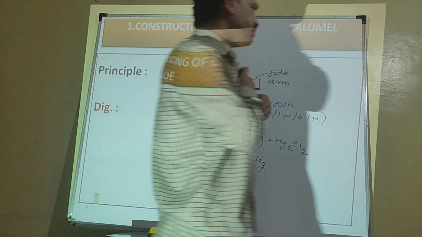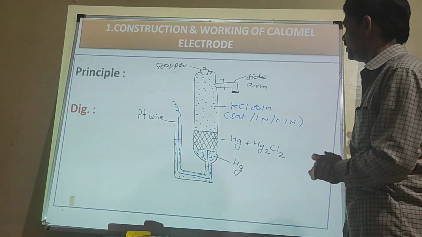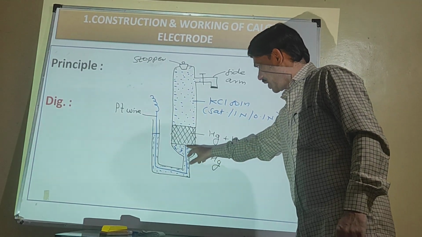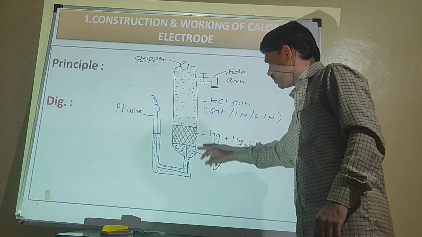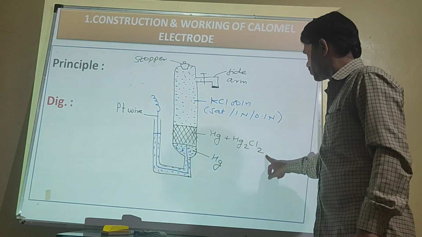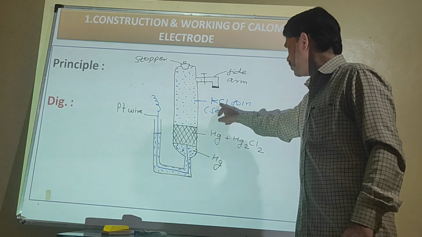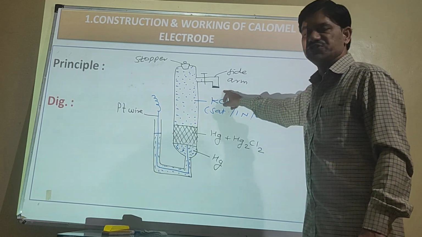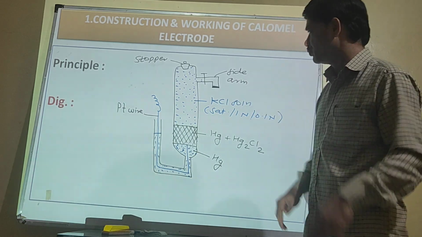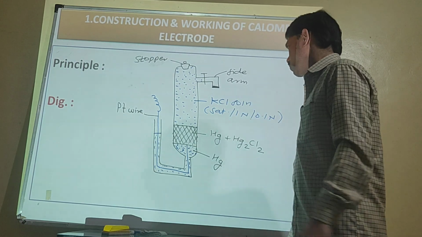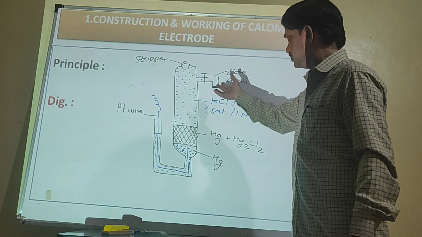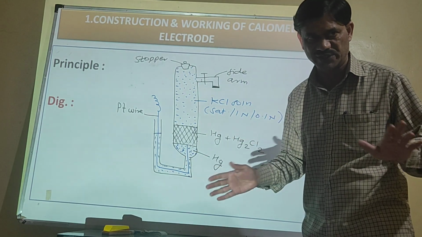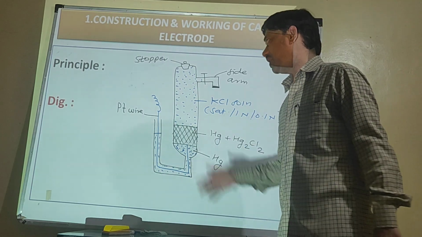So as per this diagrammatic representation, tell me the construction of calomel electrode. It consists of an elongated glass tube which has platinum wire sealed at the bottom using mercury. Above this there is mercury and mercurous chloride. What about the remaining part of the tube? It is filled with KCl, maybe saturated, 1 normal or 0.1 normal. This is the side arm. What is the use of the side arm? It is useful to couple calomel with another unknown electrode, and this is the stopper. By opening this, one can add fresh KCl solution during the process, so there is no need to stop the operation. This is the construction part.